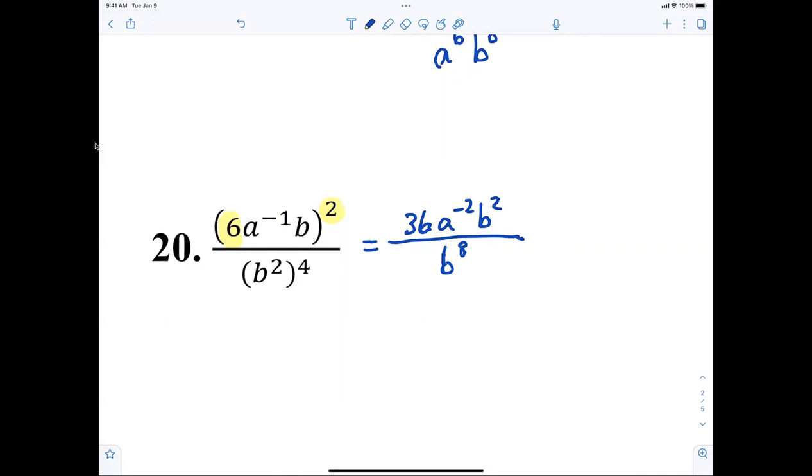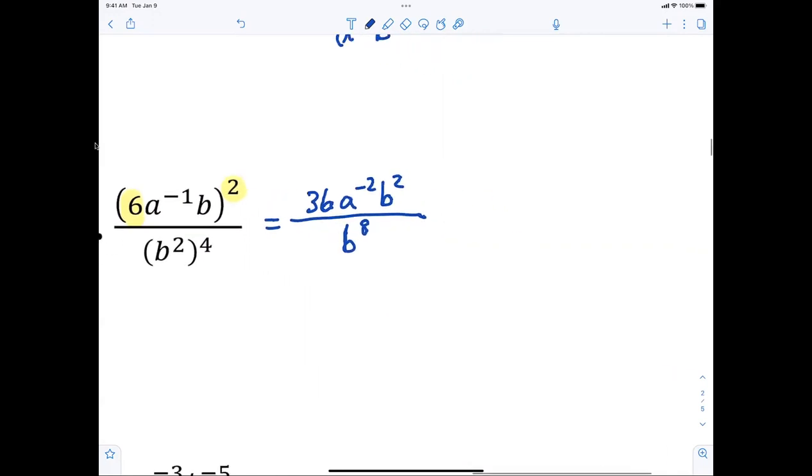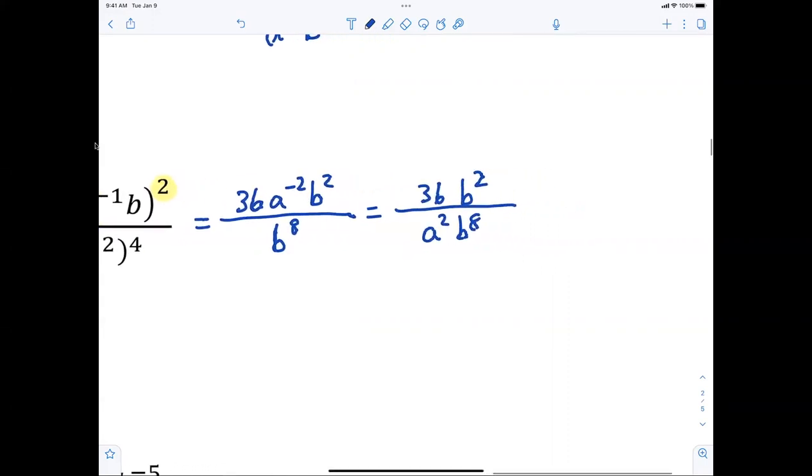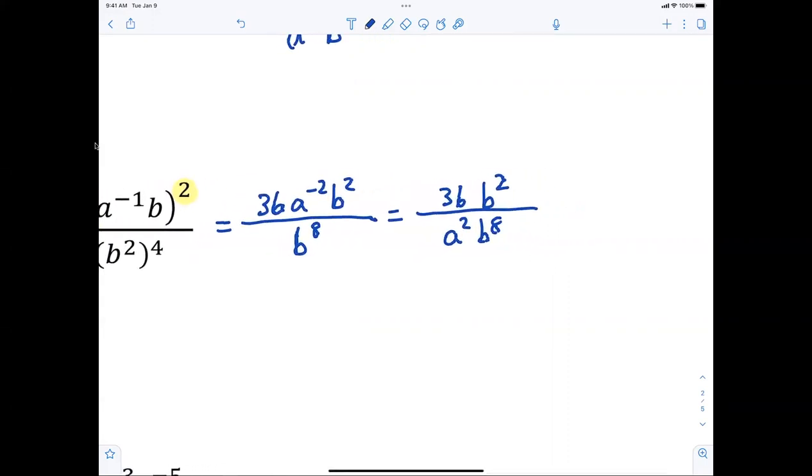Now, which one has a negative exponent? The top. Right, so what do I have to do to that? Move it to the bottom, so it becomes positive. Now this looks like a b. So now what's my final answer?